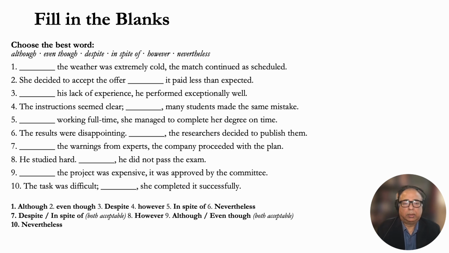Number 1 is although, 2 is even though, 3 is despite, 4 is however, 5 is in spite of, 6 is nevertheless, 7 is despite or in spite of. They're both acceptable in this context. 8 is however, 9 is although or even though. They're both acceptable. And 10 is: Nevertheless, the task was difficult. Nevertheless, she completed it successfully.